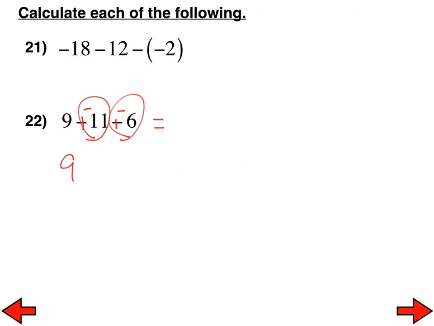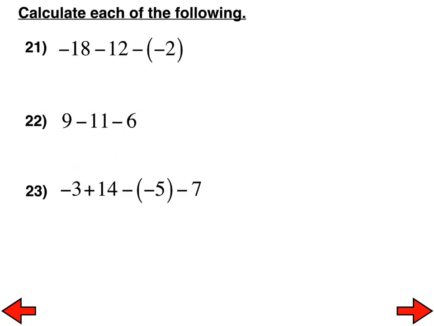I've got 9 positives and 17 negatives. I have 8 more negatives than positives. Very good. Everybody try number 23. Equals positive 14 plus positive 5 plus negative 7.